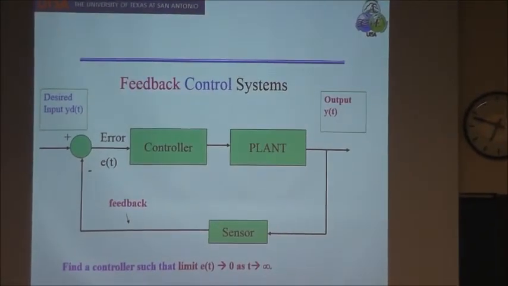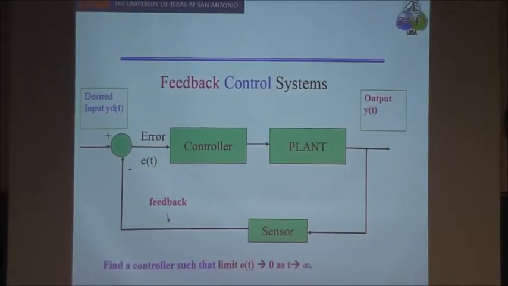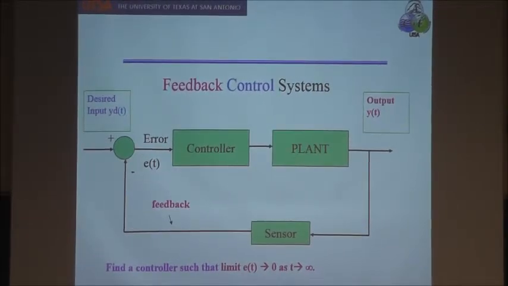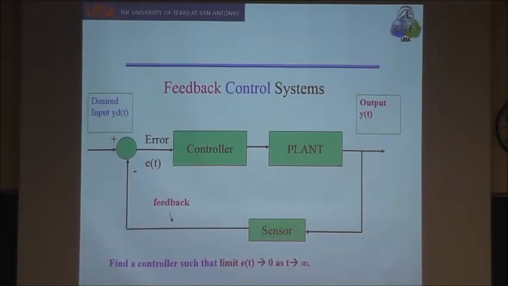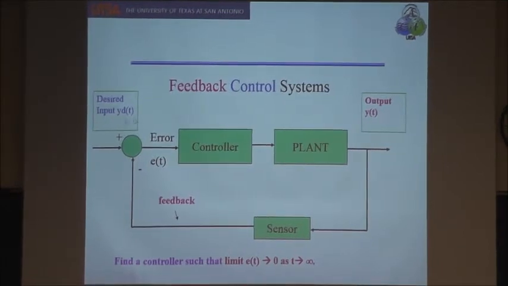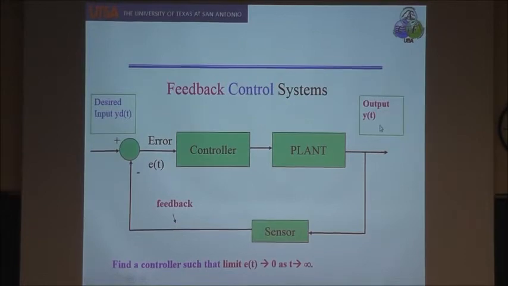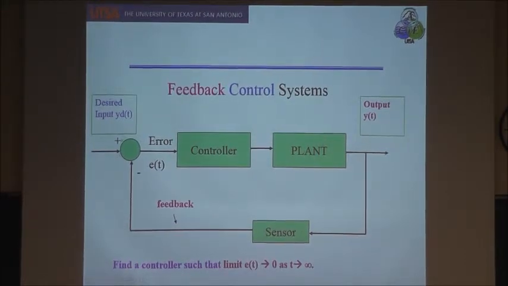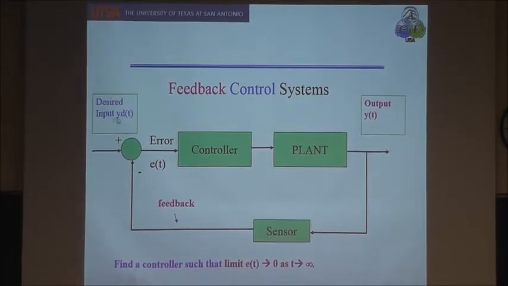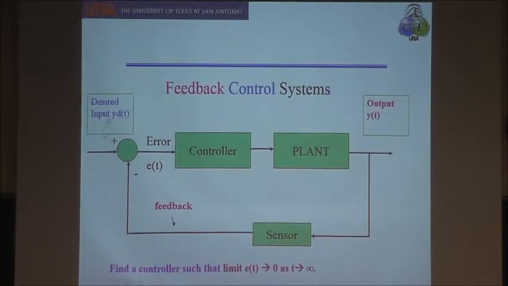You all have seen this block diagram. This is a feedback control system. On the left you see a desired input, y_d. On the right you have an output y(t). The objective is to match the output to follow the input. If the input is a function of time like you see here, then the objective of this whole control system is what we call tracking.